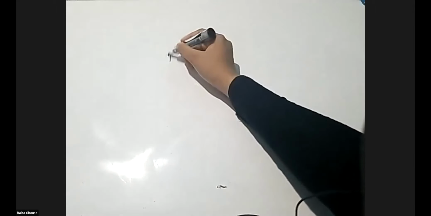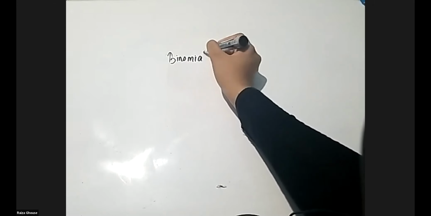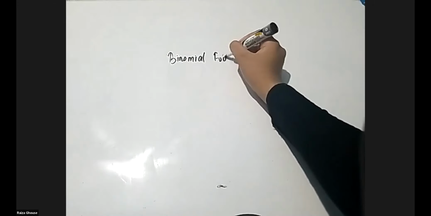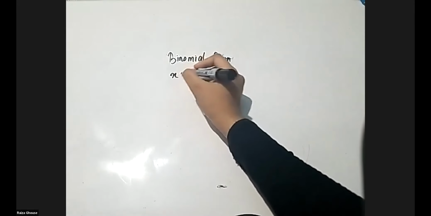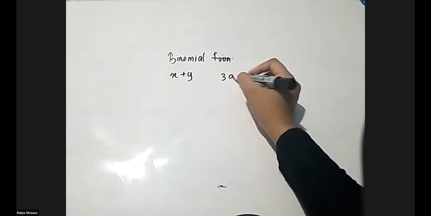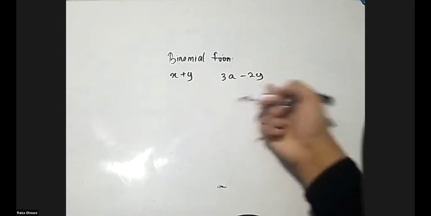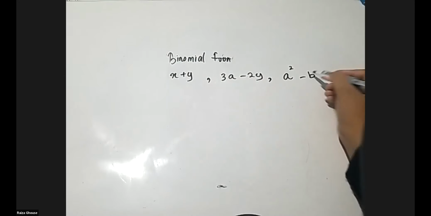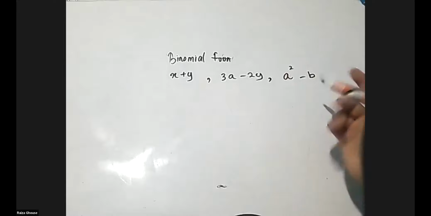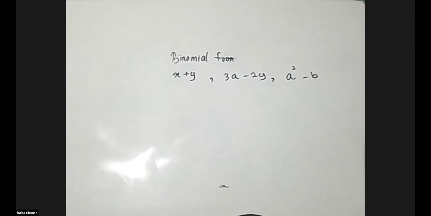I'm going to talk about binomial expression. Now only I'm coming into the most basic part of the lesson. Let me introduce what binomial means. Binomial means you are having two terms, x plus y. Two terms are there. Or else 3a and negative 2y. Or else a squared is one term, negative b is one term. Like that, two terms are called a binomial.